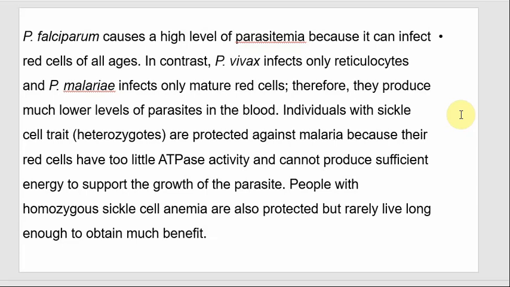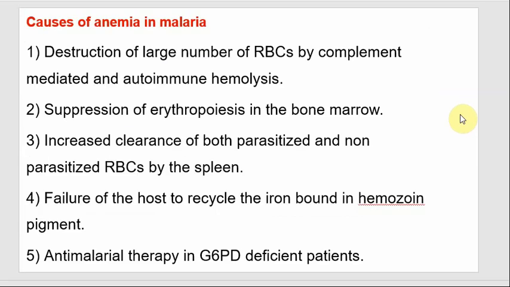Individuals with sickle cell trait, which is the heterozygote, are protected against malaria because their RBC have too little of ITBase activity and cannot produce sufficient energy to support the growth of the parasite. People with homozygous sickle cell anemia are also protected but rarely live long enough to obtain much benefit.